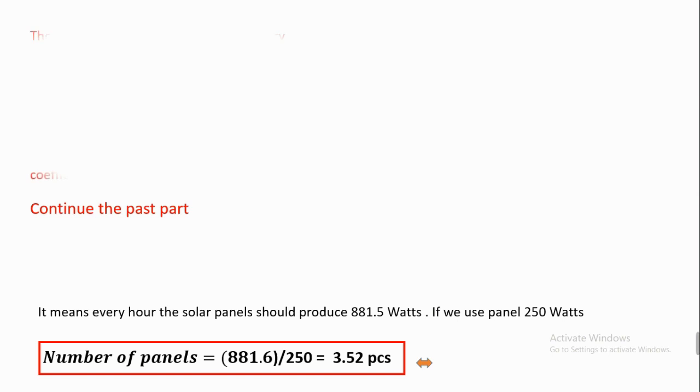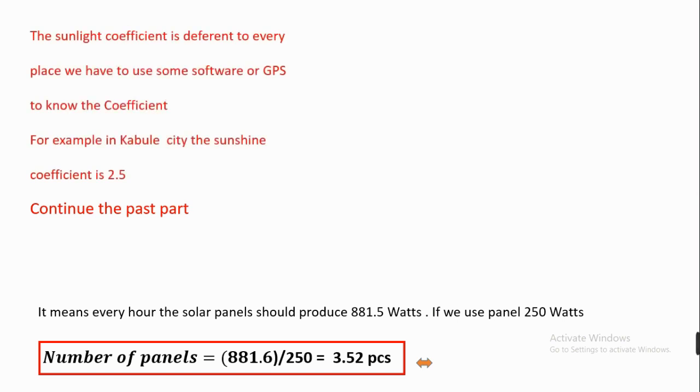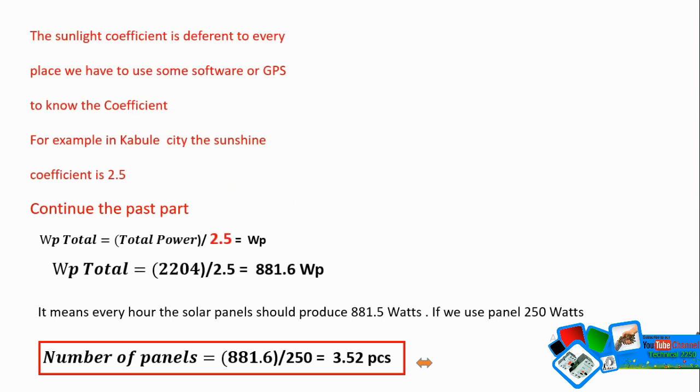The sunlight coefficient is different for every place. We have to use some software or GPS to know the coefficient. For example, in Kabul city the sunshine coefficient is 2.5. Continue the past part. It means every hour the solar panels should produce 881.5 watts.